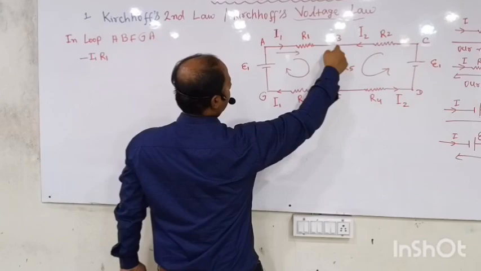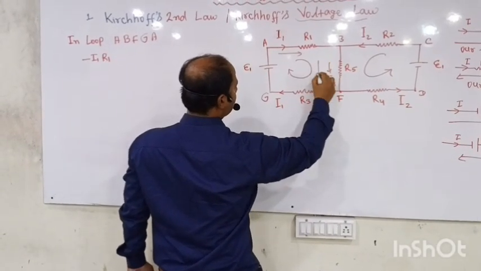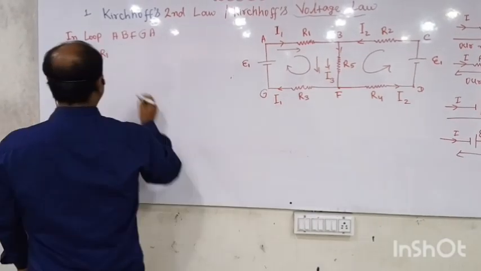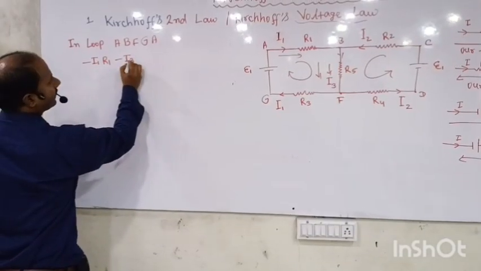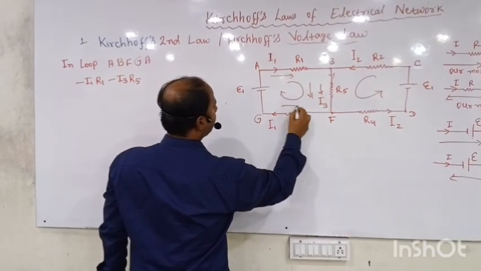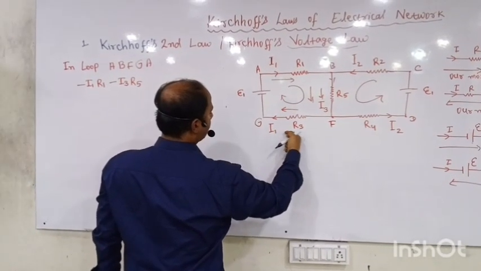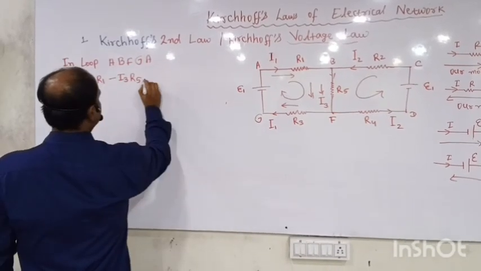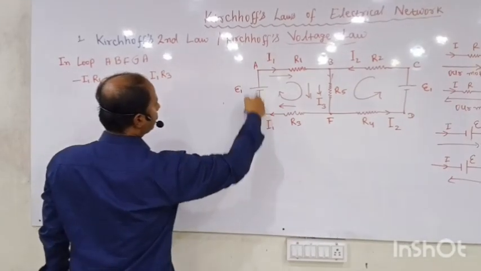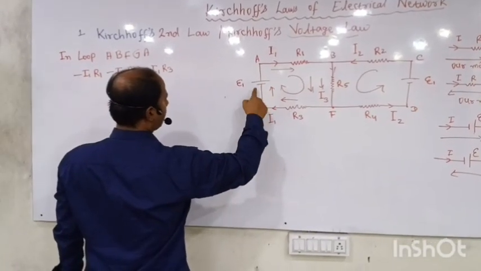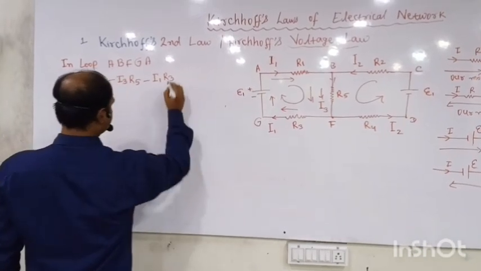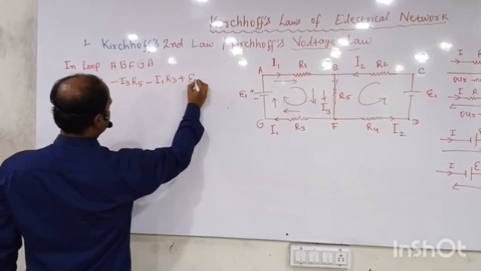In this case, from B to F, we are moving in downward direction and current is also going in this downward direction. So we have to take minus I3 R5. From F to G, we are moving in this direction and current is also in this direction. So we have to take minus I1 R3. Now from G to A, current is in this direction and we are moving from negative terminal to positive terminal. So we have to take it positive. So the sum equals 0.